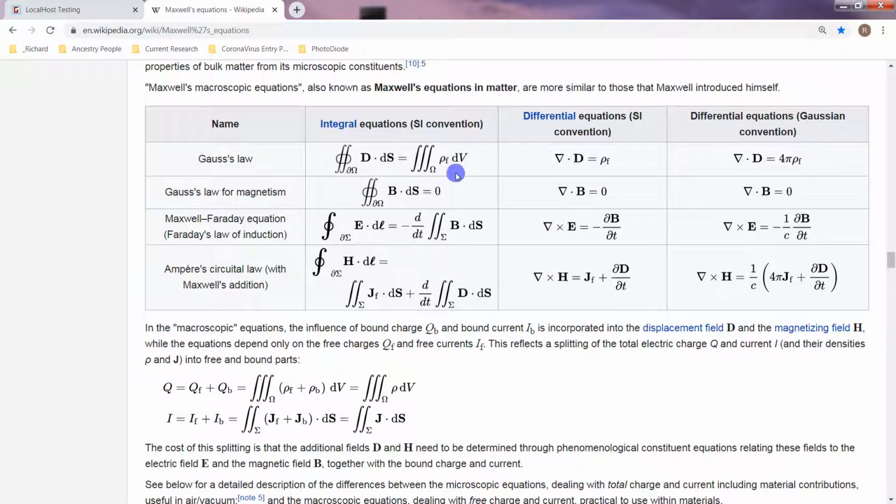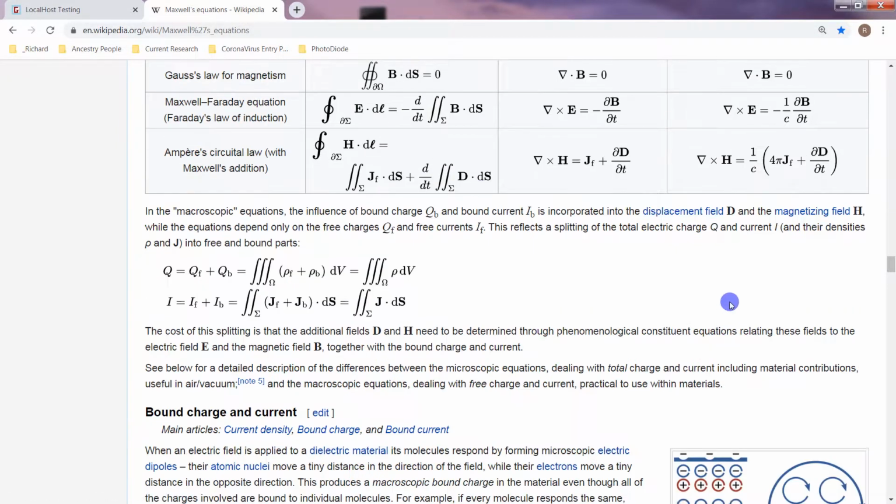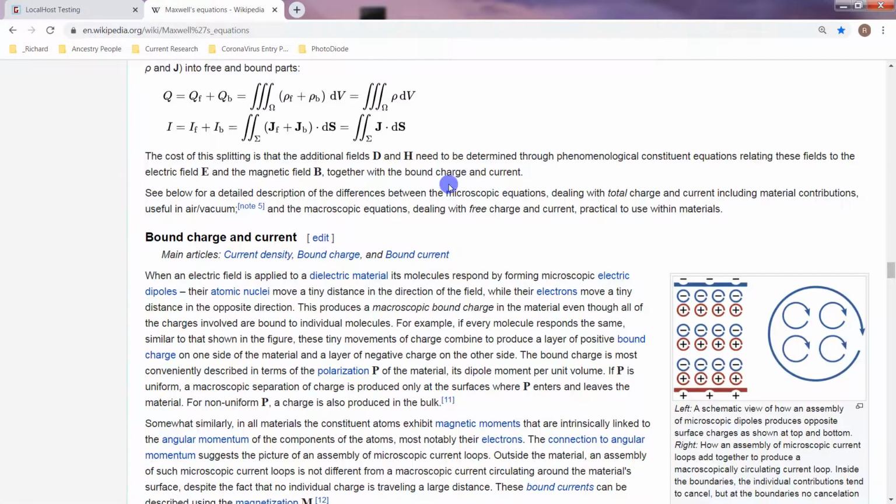There's some good substitution. All of this we already did. The current: amperes per meter, coulomb per meter squared per second, that kind of thing, times meter squared, coulombs per second, amperes, amperes per square meter, amperes.